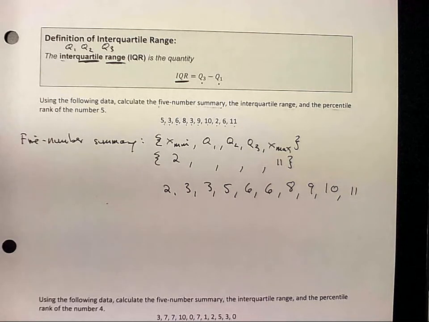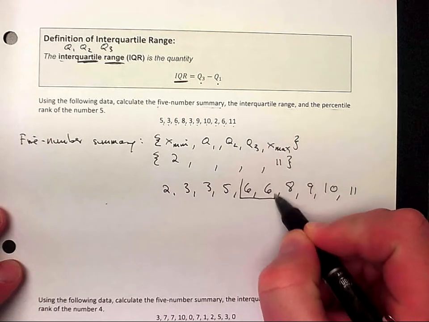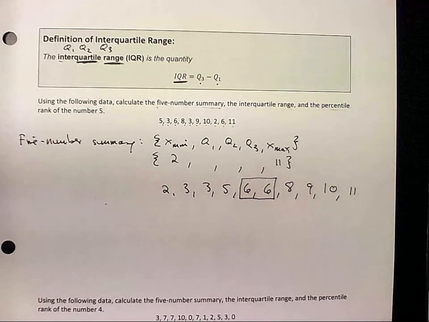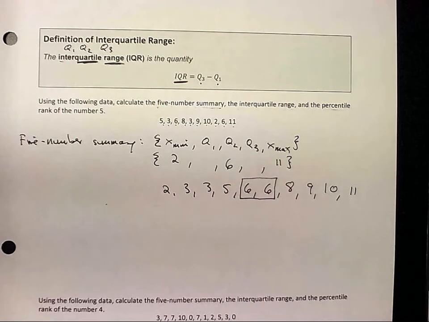So therefore we know that the median of this data set is going to be what? The average of the 2 middle numbers, right? So the 2 middle numbers happen to be this number 6 and this number 6. So therefore the median of the data set is going to be 6. So therefore we can put that in our 5-number summary as what? Q2, 6.